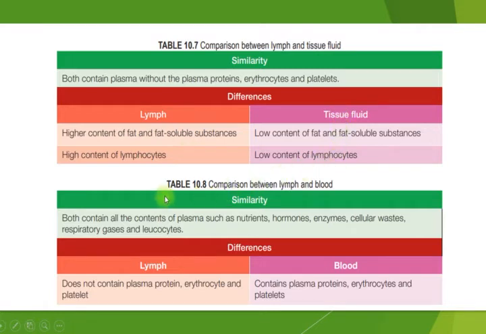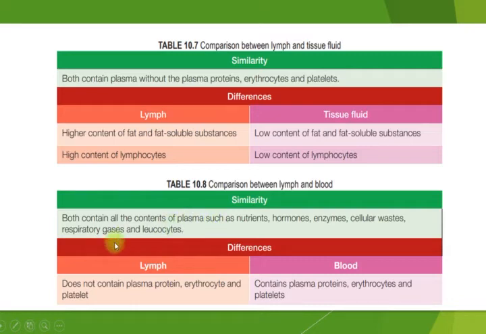Now we go to the comparison between the lymph and the blood. What are the similarities? Both contain all the content of plasma, such as nutrients, hormones, enzymes, cellular waste, respiratory gases, and leukocytes. So both contain all the content of the blood plasma.